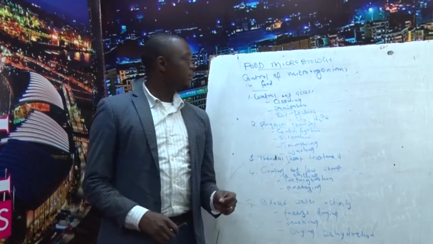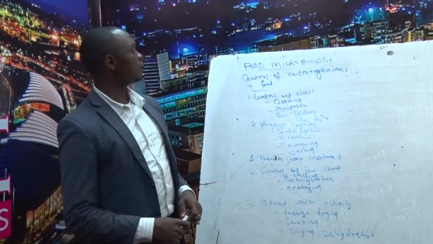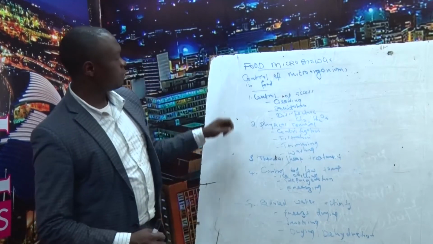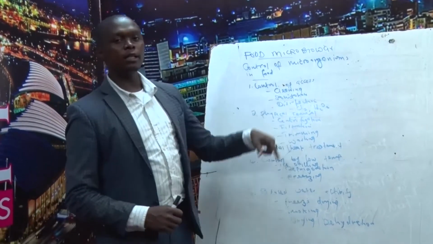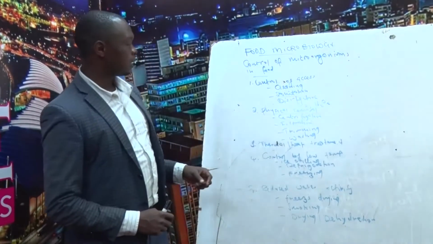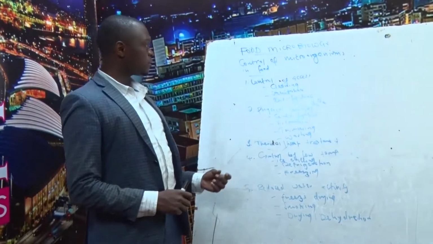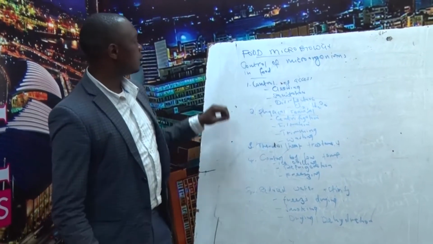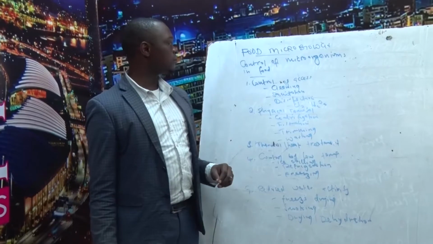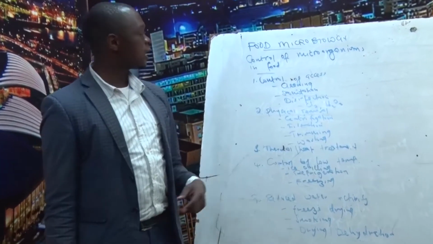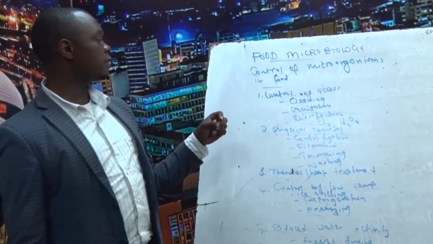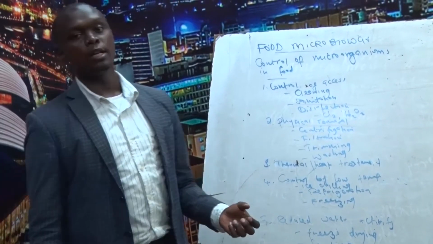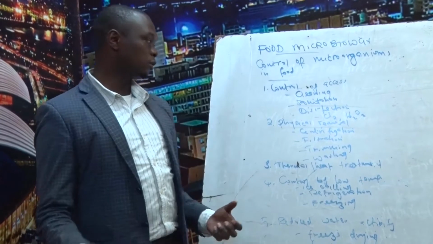Okay, good morning class. Today I want us to look at food microbiology. Previously we looked at food spoilage and food contamination, and various forms of each. Today I want us to look at control of microorganisms in food, how you can control various microbes in the food to avoid food spoilage and also to minimize the contamination of the food.